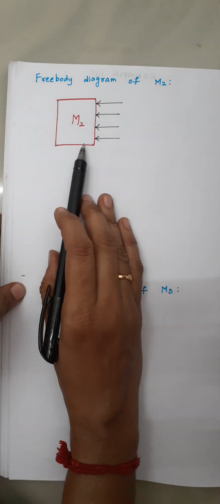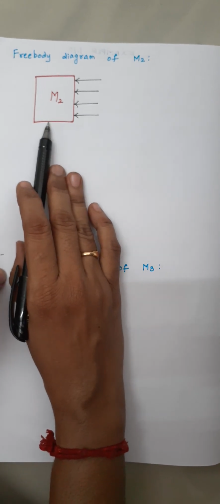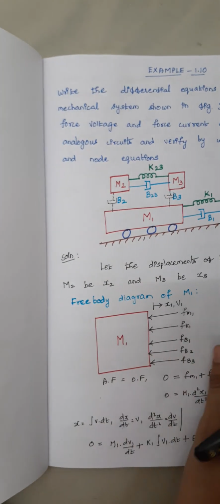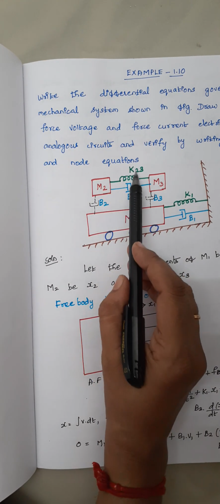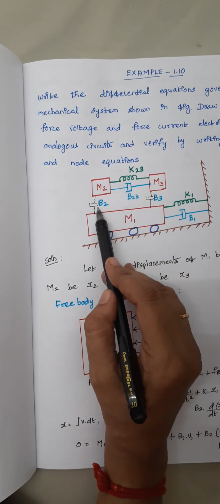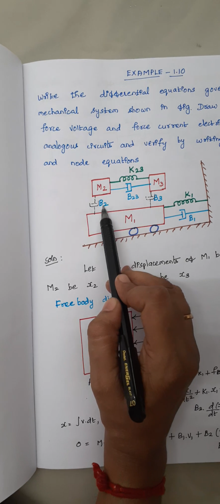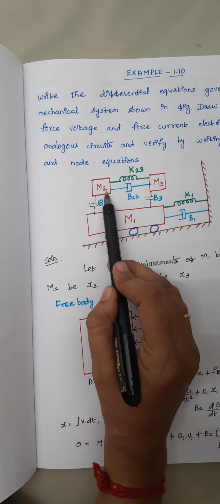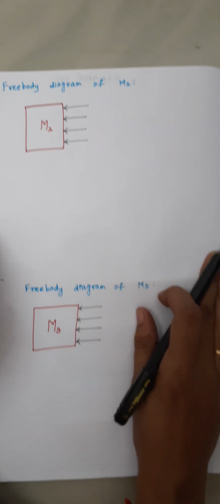So, to draw the free body diagram of mass M2, as usual, just count the number of elements which are connected with M2. So here in this case, this is your M2. So just count the number of elements 1, 2, 3, right? So totally there will be 4 opposing forces, that is K23, B23, B2, and apart from that M2 will also provide some opposing force, right? So now I am going to write the respective expressions.